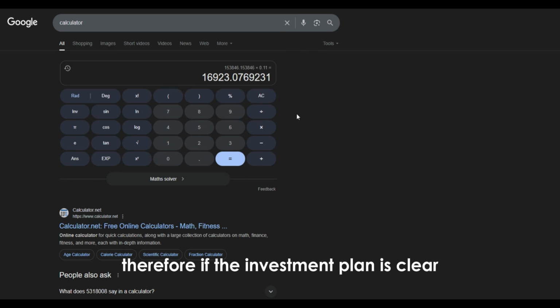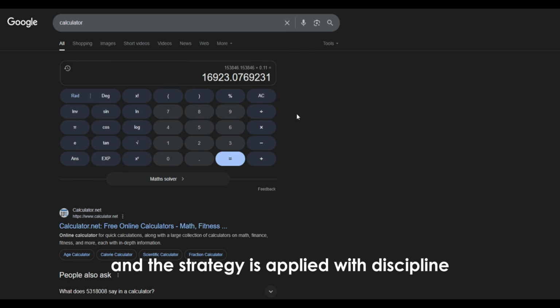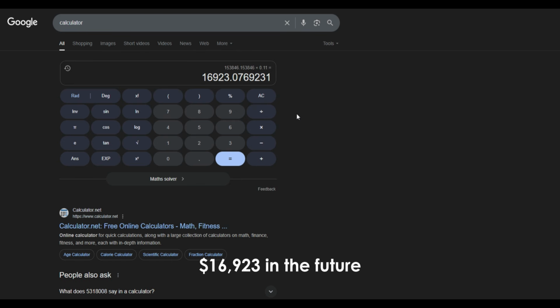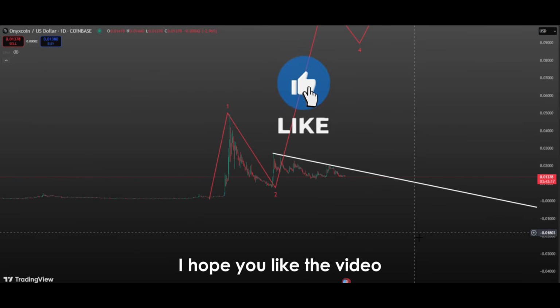Therefore, if the investment plan is clear, the target is set, and the strategy is applied with discipline, this initial $2,000 could turn into a satisfying $16,923 in the future.